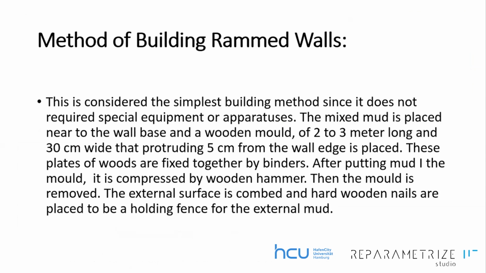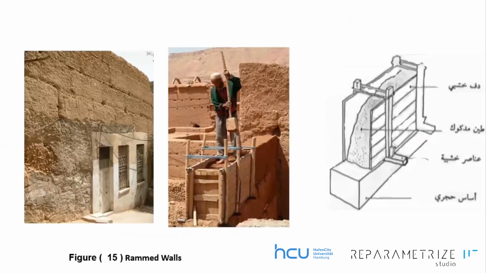The second one is the pyramid wall. This is considered the simplest building method, since it does not require special equipment or apparatus. The mixed mud is placed near the wall, based in a wooden mold 2 to 3 meters long and 30 centimeters wide.